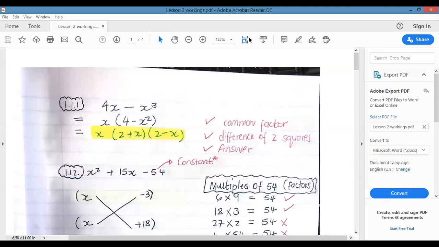Now, before I move to 1.1.2, I just want to check the comments.